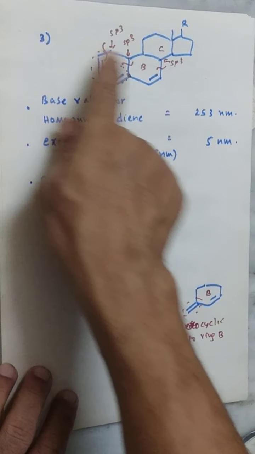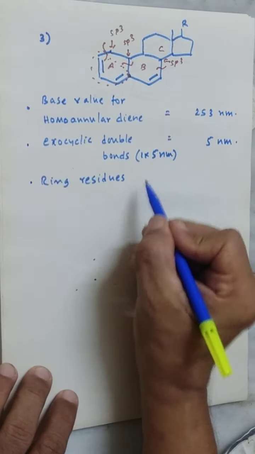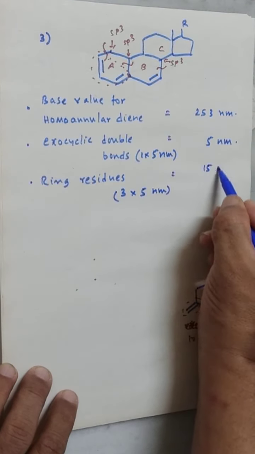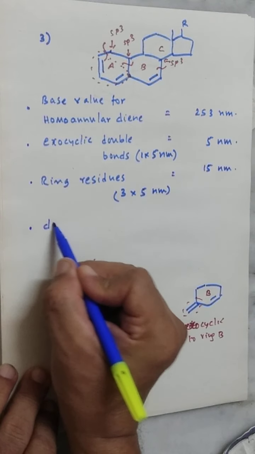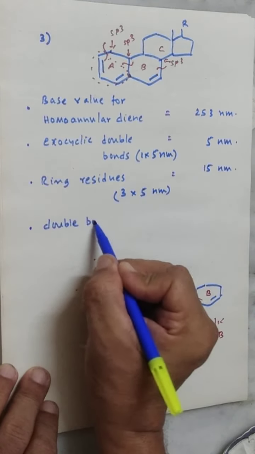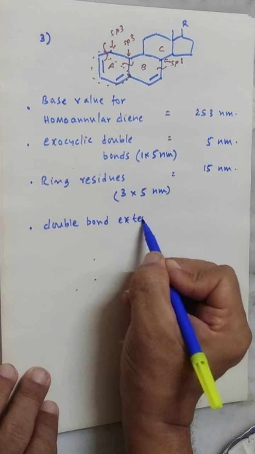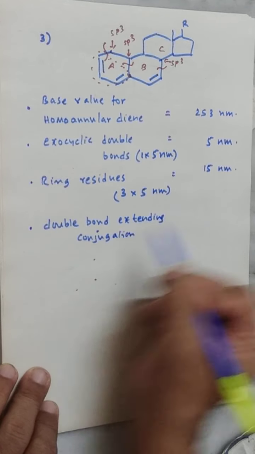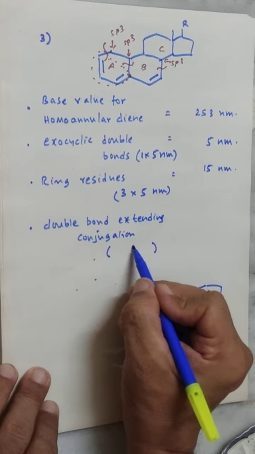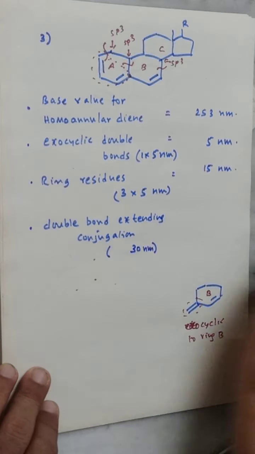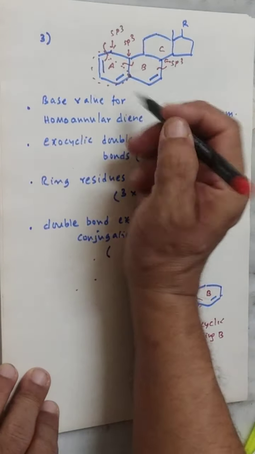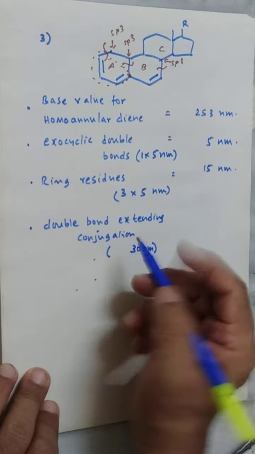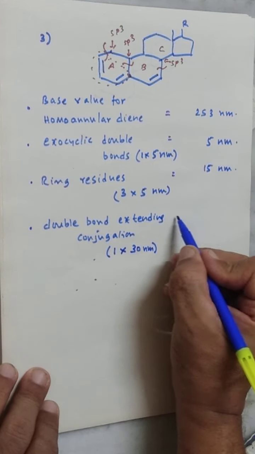So how many ring residues are there? 1, 2 and 3. So for each ring residue it is 3 into 5 nanometers, that is equal to 15 nanometers. And here you have another one, that is double bond extending conjugation. For each double bond extending conjugation, the base value is 30 nanometers. If you observe carefully, this is a homoannular diene. For this homoannular diene, this is the double bond that is extending conjugation. So you have one double bond extending conjugation, therefore 1 into 30 nanometers is 30 nanometers.